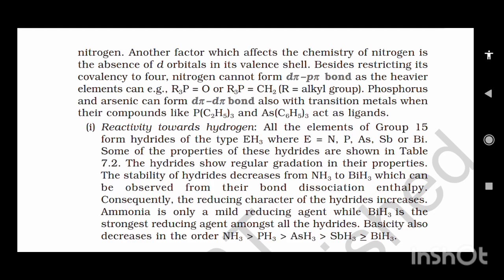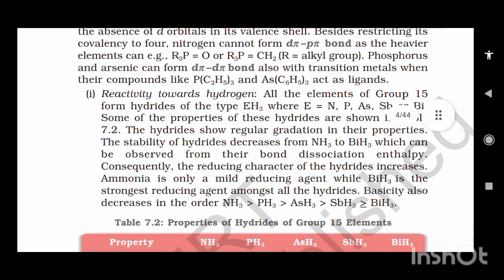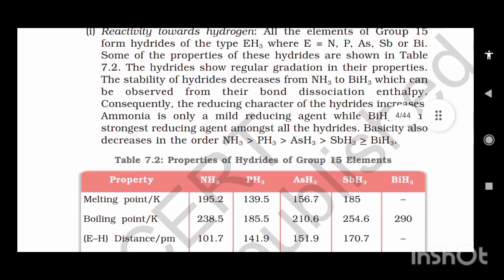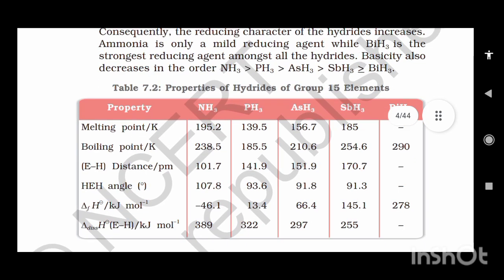Reactivity towards hydrogen. All the elements of group 15 form hydrides of the type EH3, where E is nitrogen, phosphorus, arsenic, antimony and bismuth. Some of the properties of these hydrides show regular gradation. The stability of the hydrides decreases from ammonia to BiH3, which can be observed from their bond dissociation enthalpy. Consequently, the reducing character of the hydrides increases. Ammonia is only a mild reducing agent while BiH3 is the strongest reducing agent amongst all the hydrides.